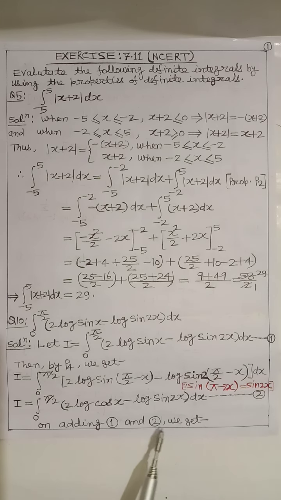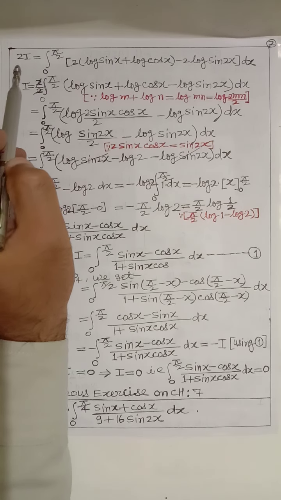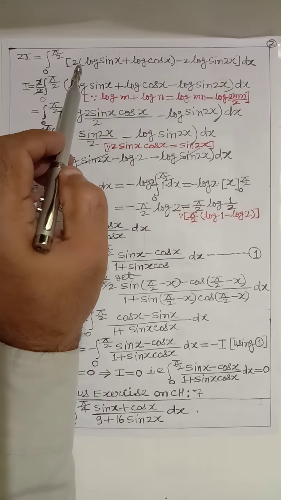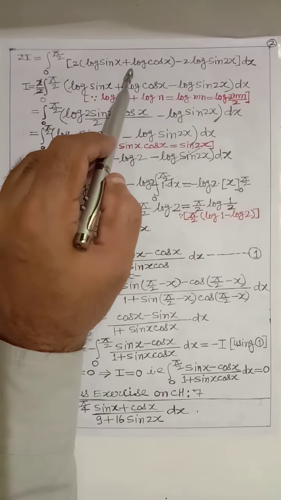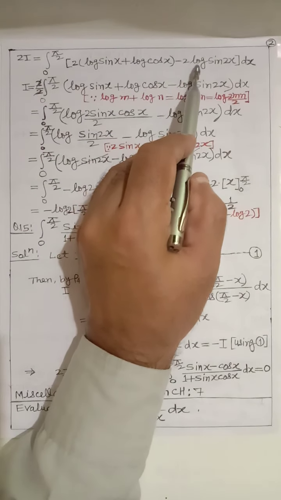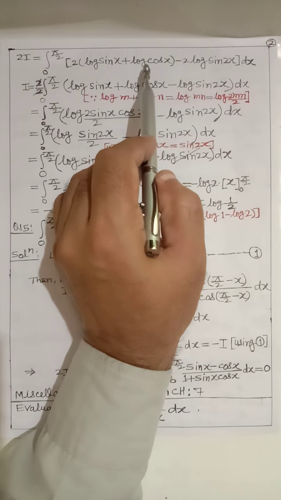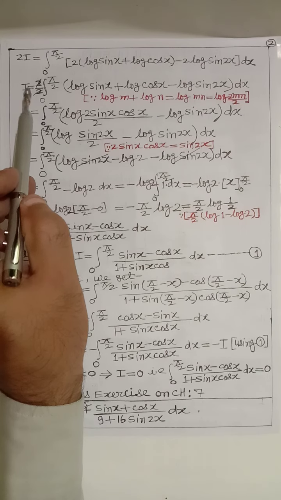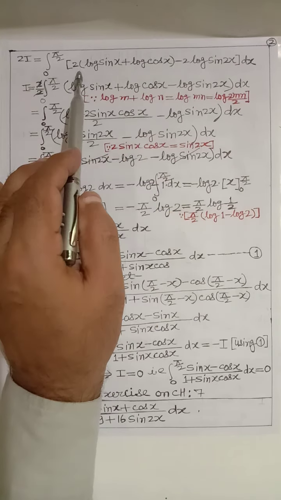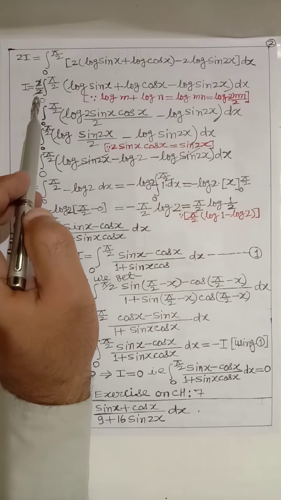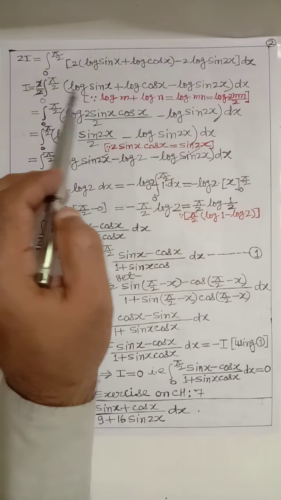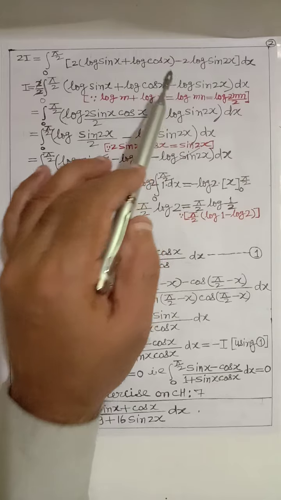Adding first and second, 1 and 2, we get 2I equal to integration of 0 to pi by 2 of 2 log sin x plus log cos x minus 2 log sin 2x. After adding 1 and 2, we get this. So I is equal to, here we have taken 2 common, and 2 and 2 will be cancelled, and I equals integration of 0 to pi by 2 of log sin x plus log cos x minus log sin 2x dx.